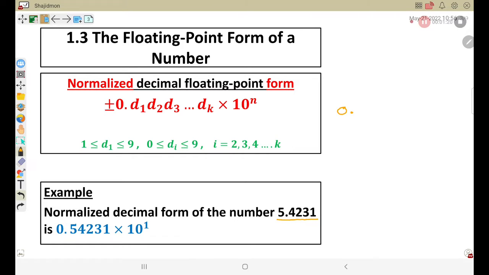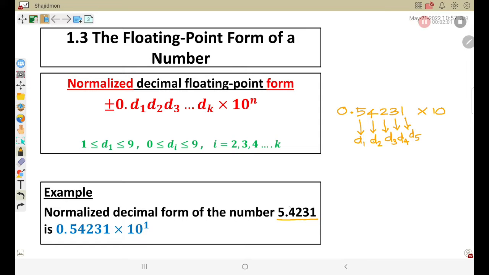5.4231. So what we need to do is always start that number with 0 point: 0.54231, correct? The 5 we call d1, the first digit, and 4 is the second digit, 2 is the third digit, then the fourth and fifth digits. So 0.d1 d2 d3 dk multiplied by 10 power n. How to find this n we will discuss with examples later.